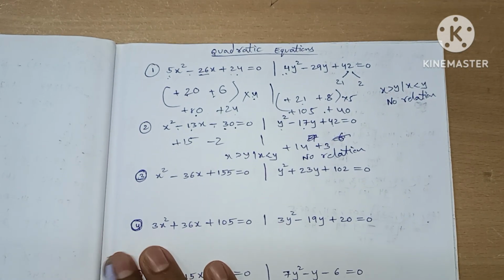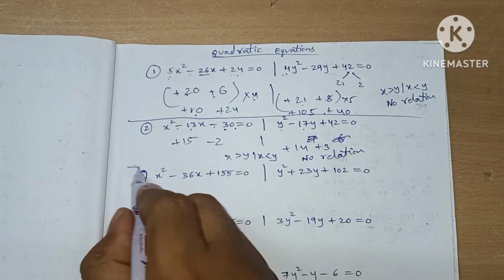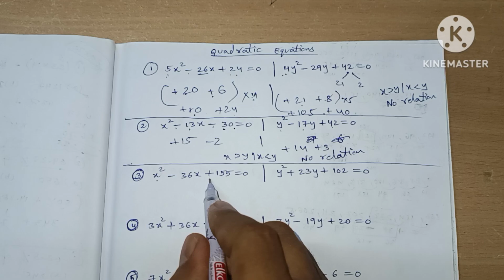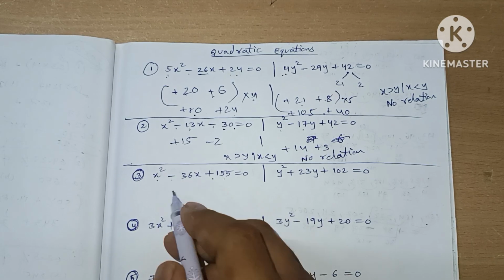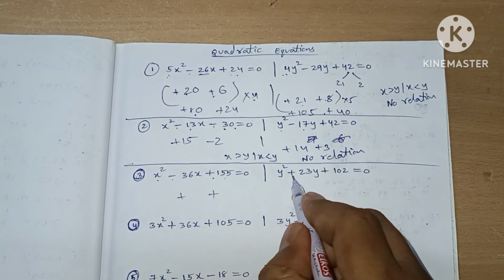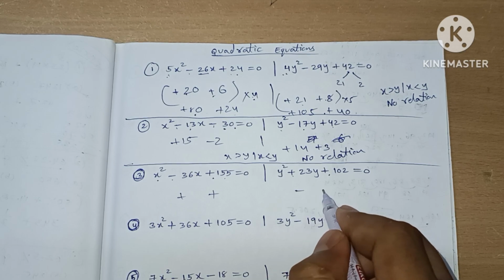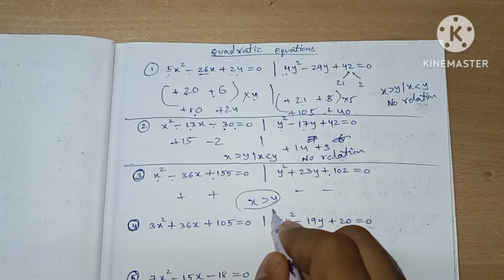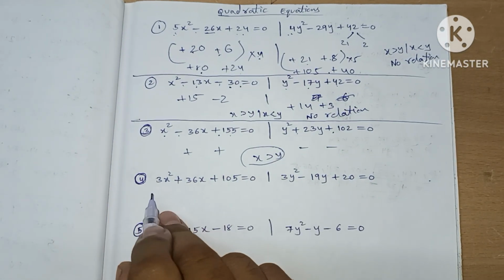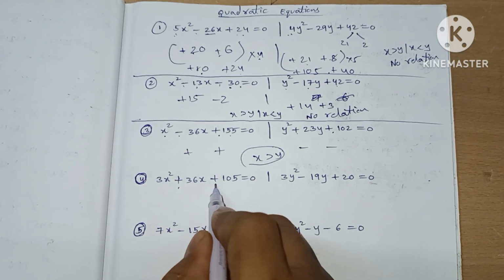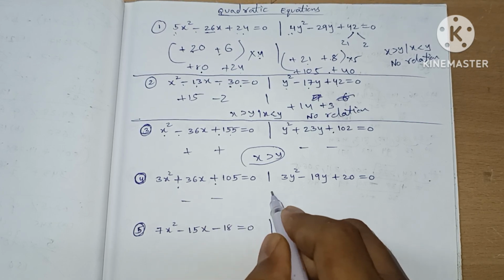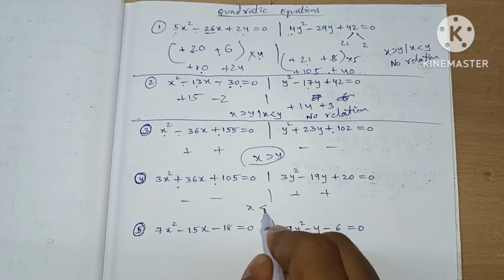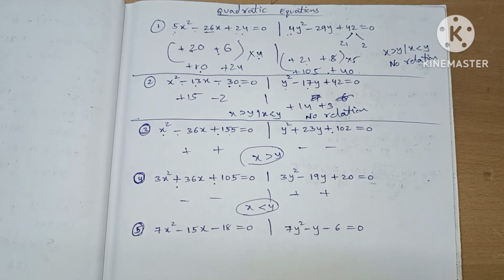Next question. Here x square minus 36x plus 155 equals 0. Minus and plus, so the roots are in positive. Here plus and plus means the roots will be in negative. Now by comparing these two, it is clear that x is greater than y. Let's see question number 4. Here the roots will be in negative and in this case the roots will be in positive. Now by comparing these two, it will be clear that x will be lesser than y.